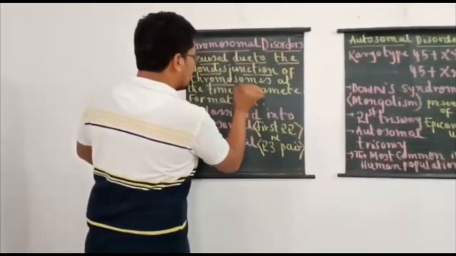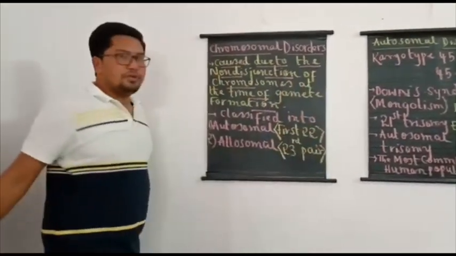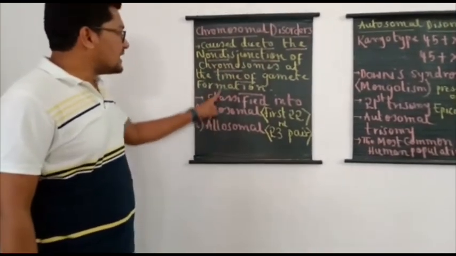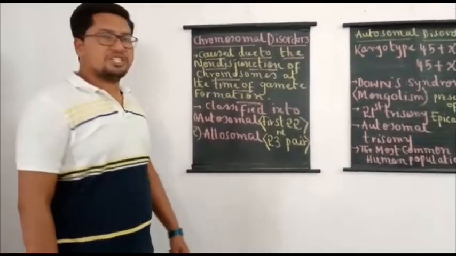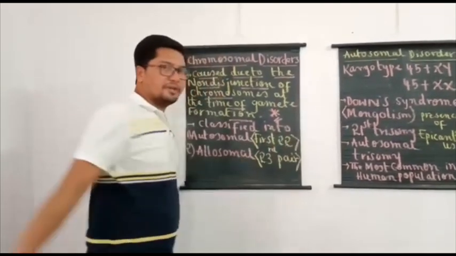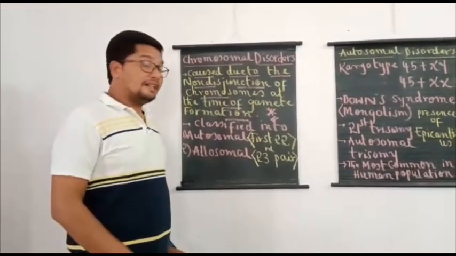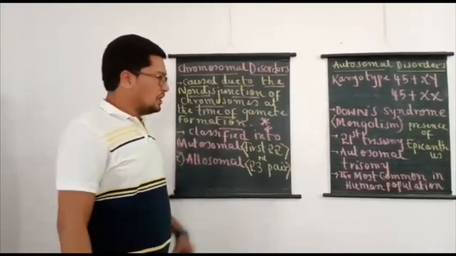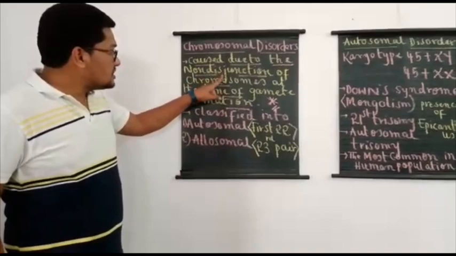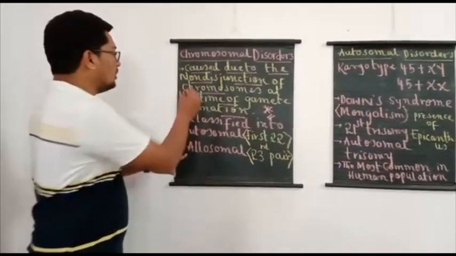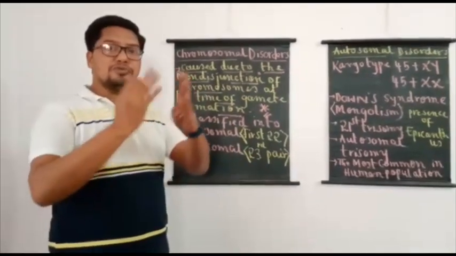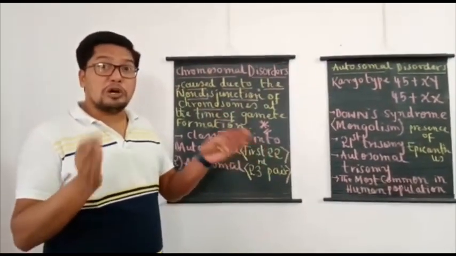Chromosomal disorders are caused due to the non-disjunction of chromosomes at the time of gamete formation. The first and most important point students should remember: chromosomal disorders are the result of non-disjunction of chromosomes. Non-disjunction, in very simple terms, is failure to segregate according to the law of segregation.